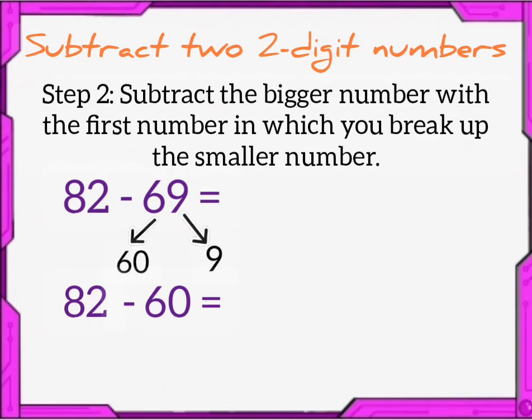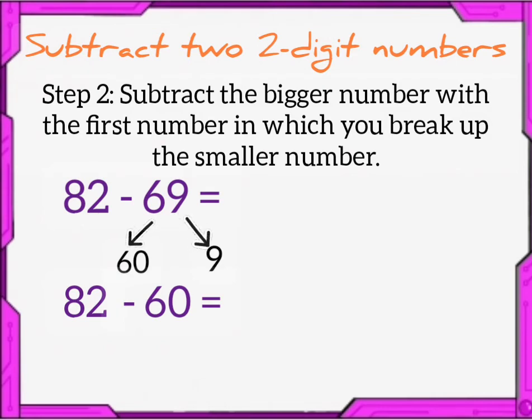So now I need to look at the digits in the tens place. So in the number 82, which digit is in the tens place? Yes, it is 8. And in the number 60, which digit is in the tens place? You are right, it is 6. So that means I will do 8 minus 6. So what is 8 minus 6?